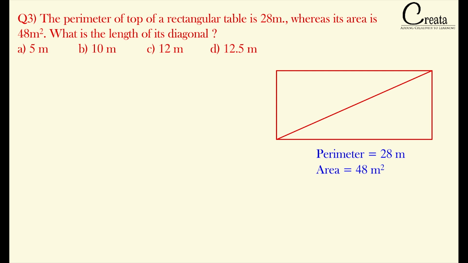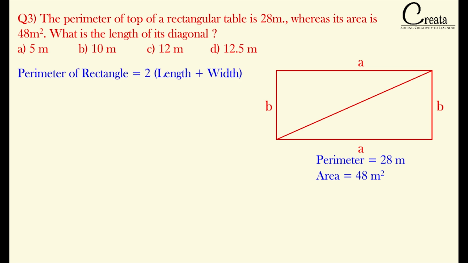First of all, the perimeter of this rectangle is given as 28 meter. Let's assume the sides of this rectangle as A and B. These sides are A and these sides are B. And we know the perimeter of a rectangle is twice the length plus width, that is 2 times A plus B. So we got 2 times A plus B is equal to 28.